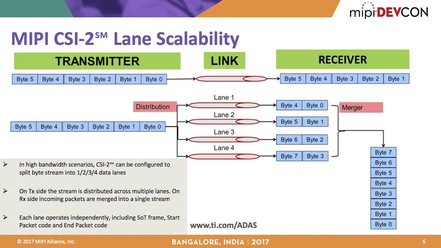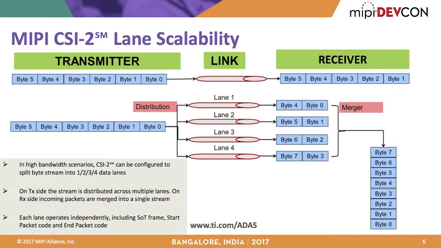Now within CSI itself, you can scale it up from 1 lane to 4 lanes, and it is not visible to the application processor. So it will continue to receive the stream in the same way. It does not need to know whether at a transmission level 1 lane or 4 lanes were used, as long as the receiver is correctly programmed.